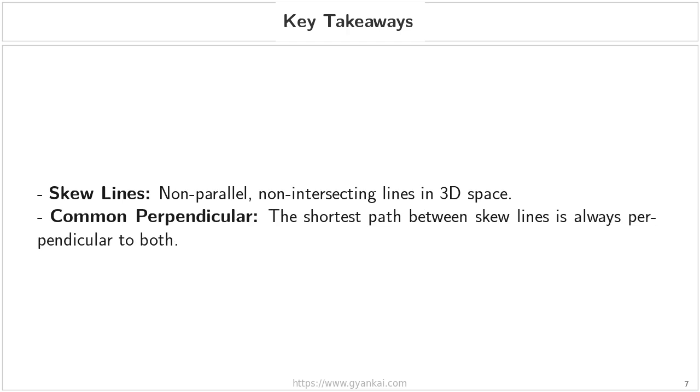Second, remember the concept of the common perpendicular. The most important geometric principle we use today is that the shortest path between these two skew lines is always a unique line segment that is perpendicular to both lines. If you can find that perpendicular direction, you've found the key to the distance.